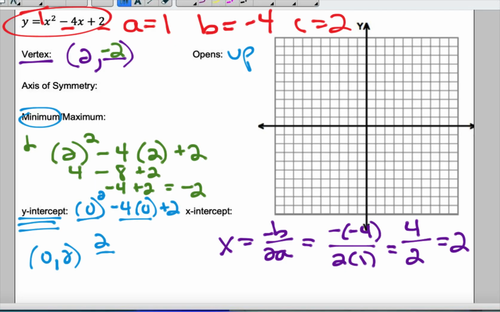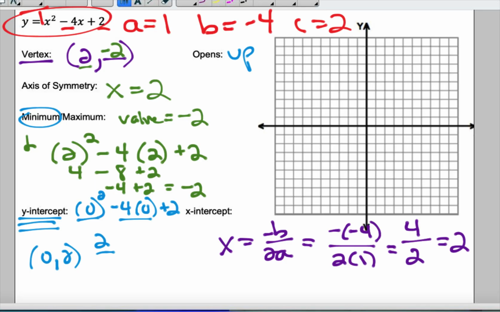And so that means my axis of symmetry is going to be x equals the x-coordinate, so x equals 2, just like it was in vertex form. My maximum or minimum, I have it as a minimum, and that value is going to equal the y-coordinate of the vertex, just like in vertex form, so it's negative 2. And I'm still not going to worry about the x-intercept yet. I'm going to graph it first.